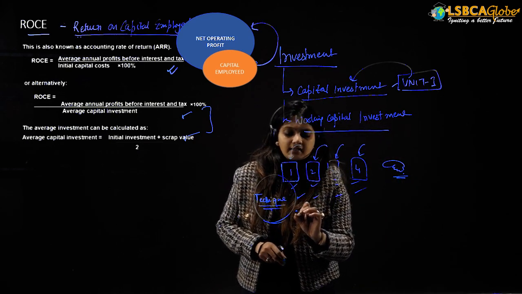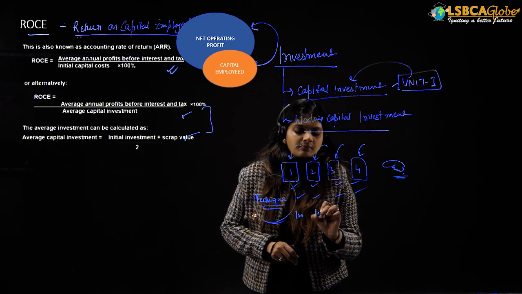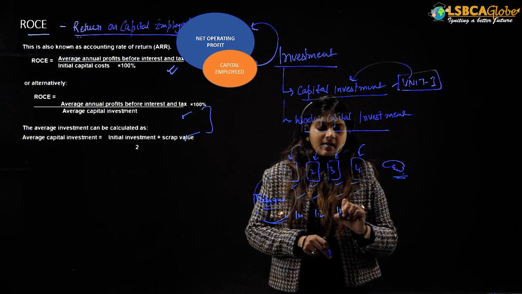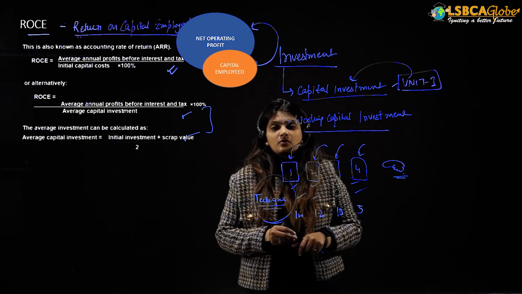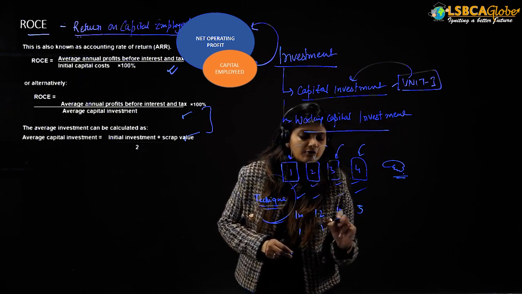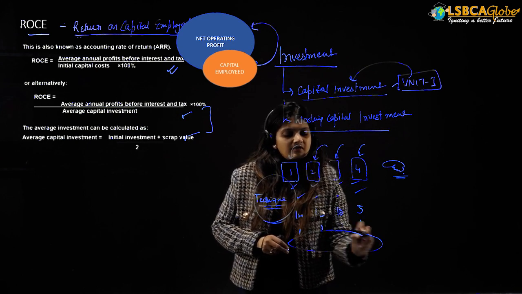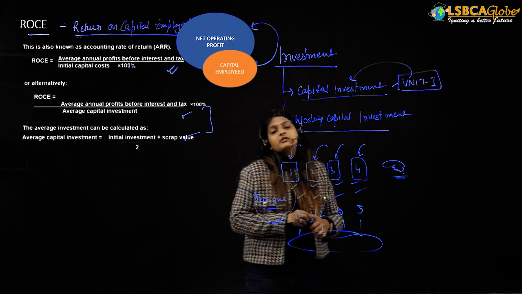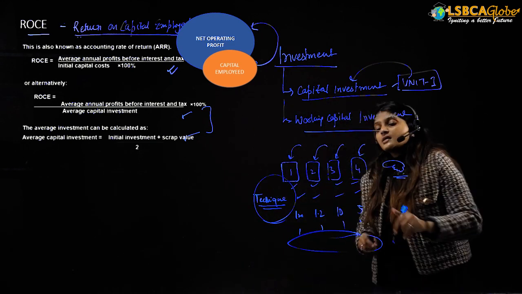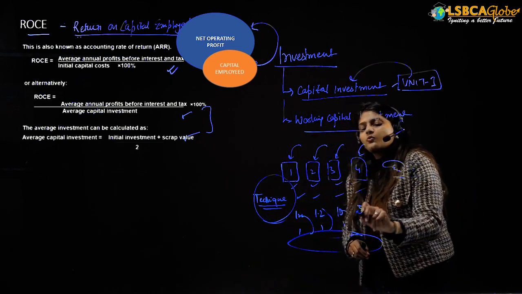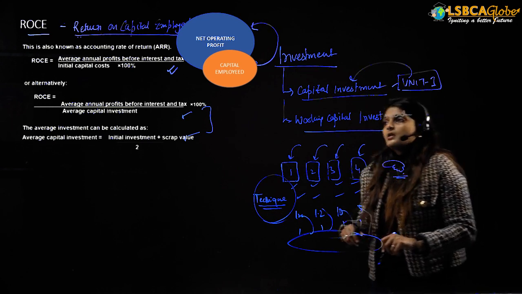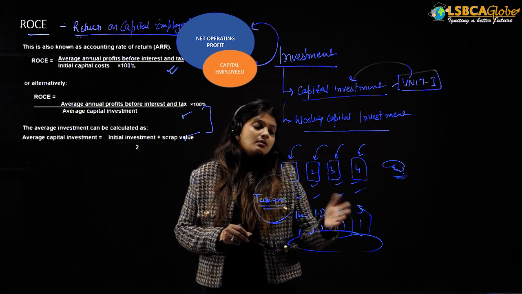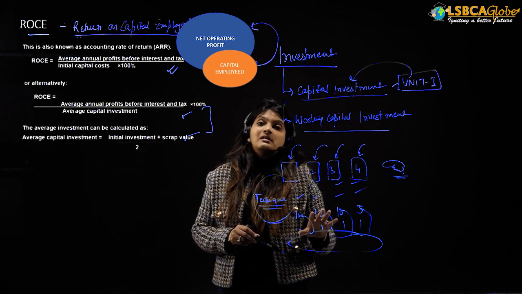Project A requires an investment of 1 million. This project requires an investment of 1.2 million. This project requires an investment of 10 million. This project requires an investment of 5 million. And they have given you profitability against it. Can we say that, out of these projects, whichever gives the maximum profitability should be selected? No. Because we know that the investment levels required for each of the projects are different. So the ROCE method could be used to make this decision, to put the profitability at par.